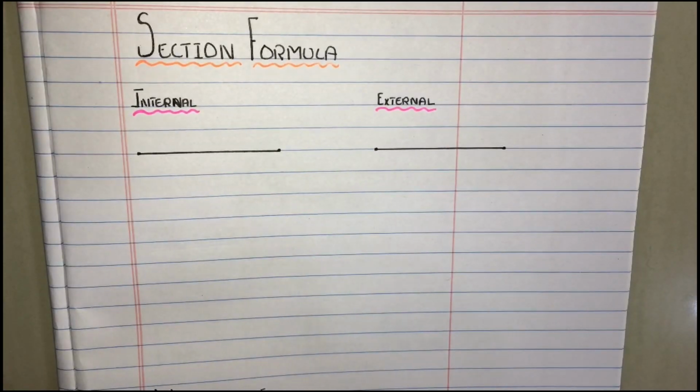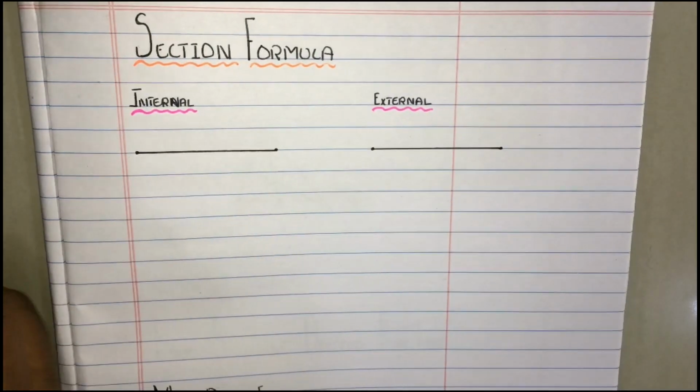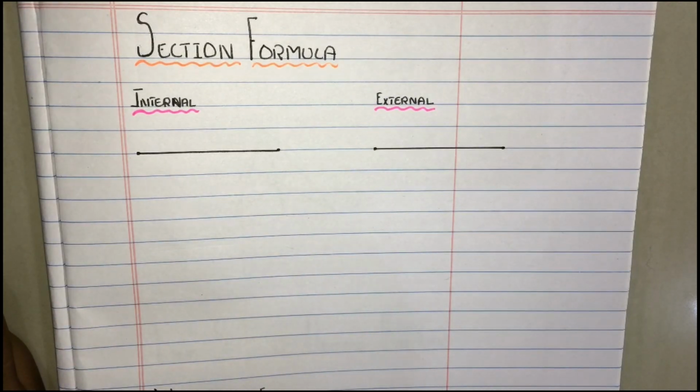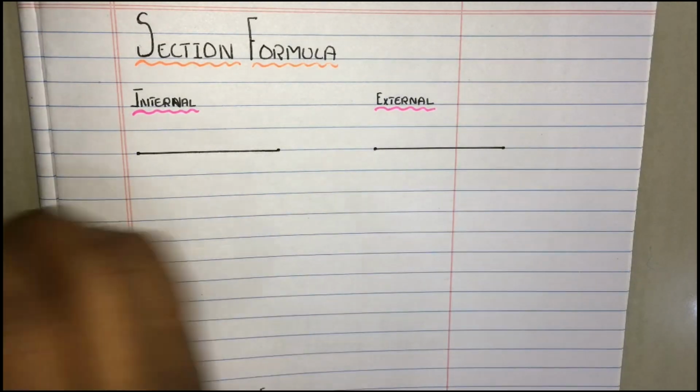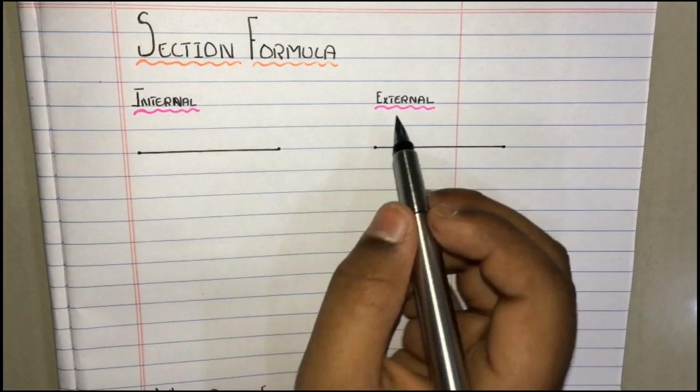Students, in the last part we have learned about the distance formula, and in this part we are going to learn about the section formula and area formula. So please watch it without skipping it. First, section formula. It's of two types, internal and external.